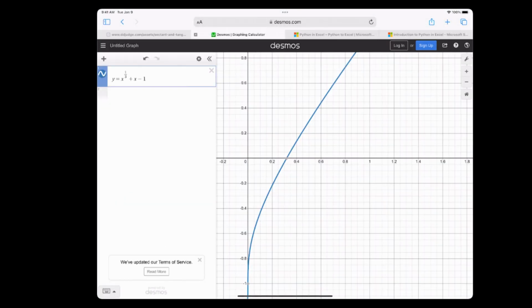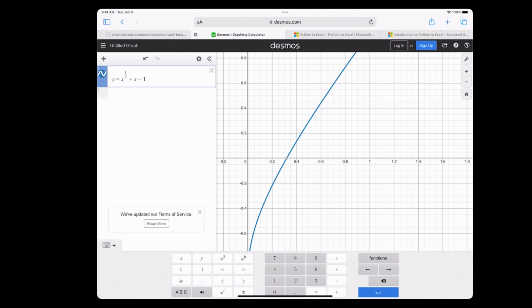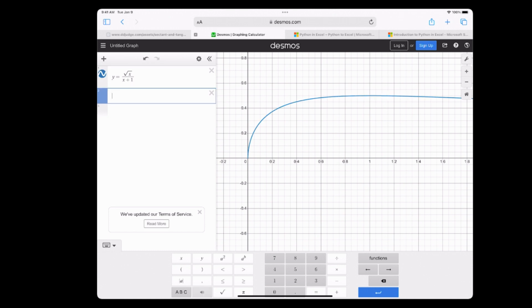If we still have it. There we go. Just so you guys can see it. Okay, so here's my point. We need the square root of x divided by, was that x plus 1? Because I don't remember. Is it x minus 4? Oh, thank you.